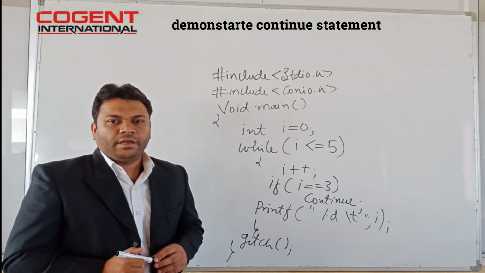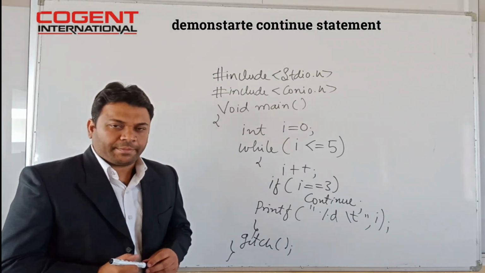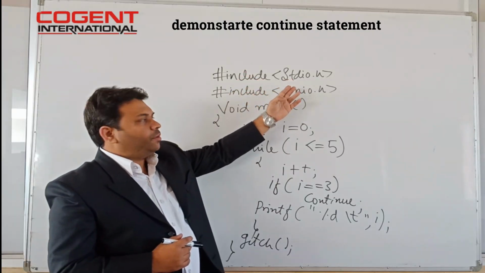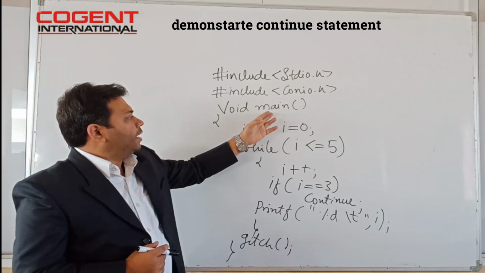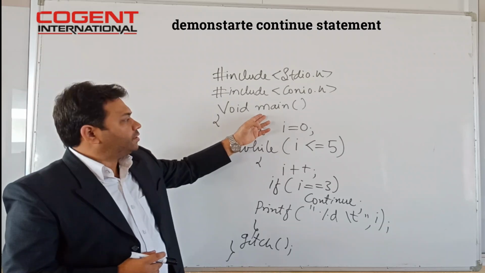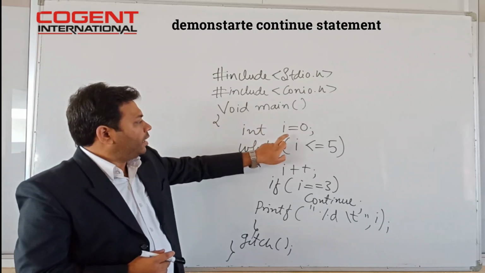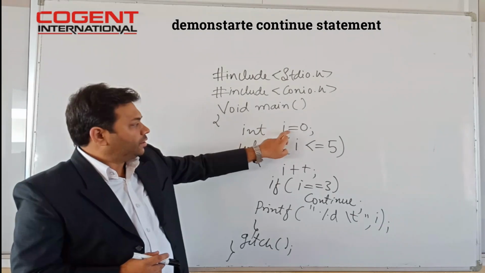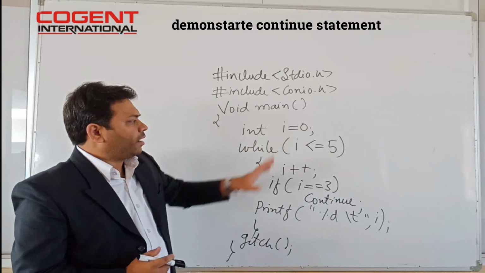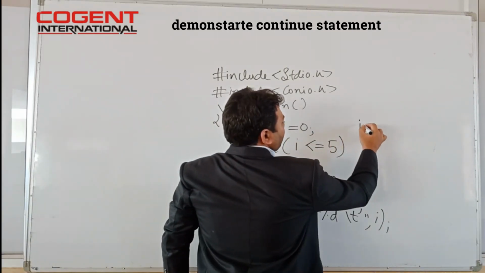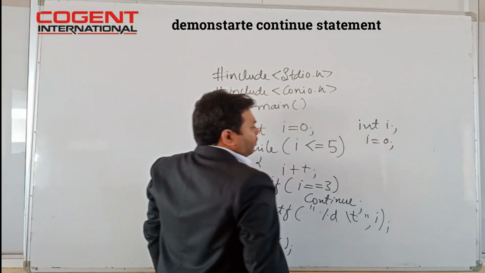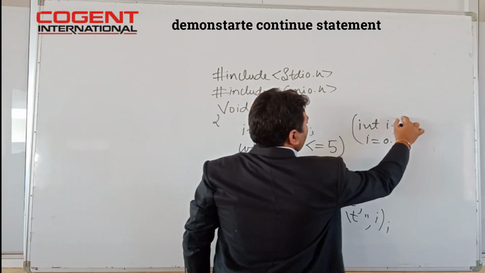Okay, let us understand the usage of the continue unconditional statement. In this program, I am taking two header files: one is standard input output and the other is console input output. Then the main function. As we know, the control of execution will start from the main function. Then I am declaring one variable i equal to 0, assigning the value 0 to i. I can write it like this also: declare int i, and later assign the value for i. So both are the same.